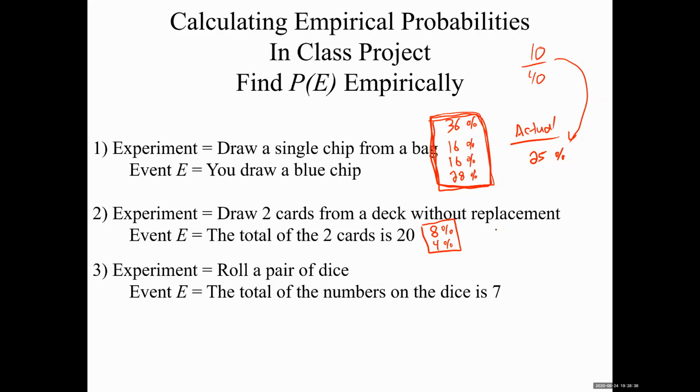But as far as drawing 2 cards from a deck of cards, the actual probability of getting a total of 20 is, I think, about 10.24% or something like this. So pretty good with the 8%. And again, the reason the 4% is not as close is because you have to draw more times. But, you know, we only have so much time.